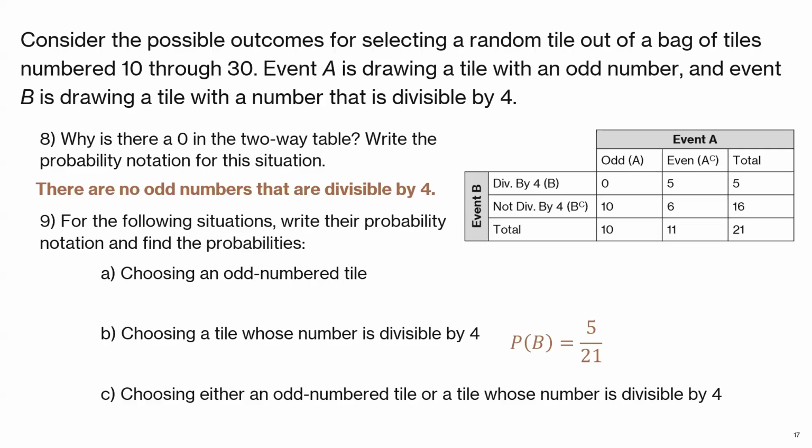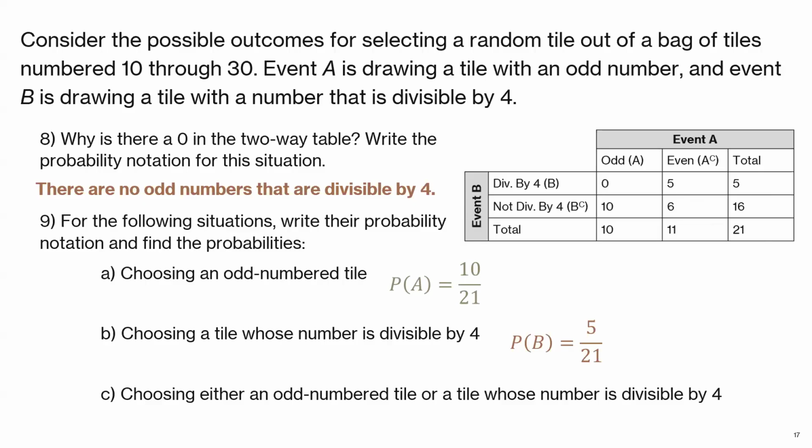For the following situations, we're going to write their probability notation and find the probabilities. So let's start with B because it's already given to us. It says choosing a tile whose number is divisible by 4. So I'm looking at divisible by 4. There are 5 of those total. So I'm looking at my marginal count there. All of the ones divisible by 4, there are 5 of them, 0 plus 5, out of 21 total options, okay? Part A, going back a step, choosing an odd number tile. Again, all of the odds combined, there are 10 of those, out of 21 total options.